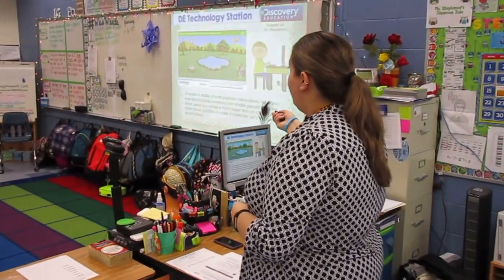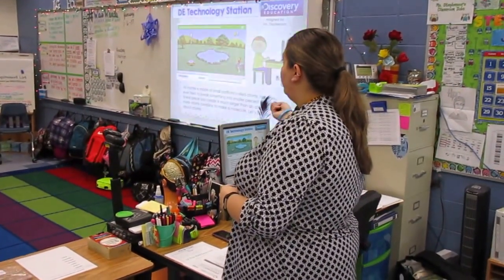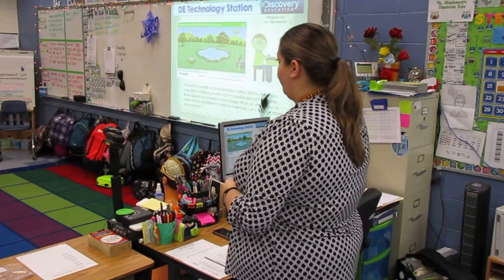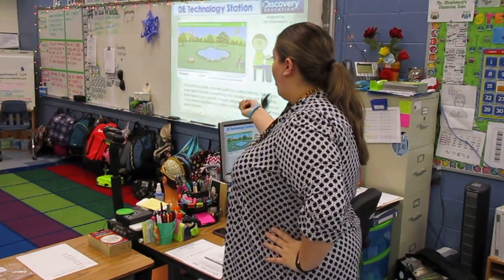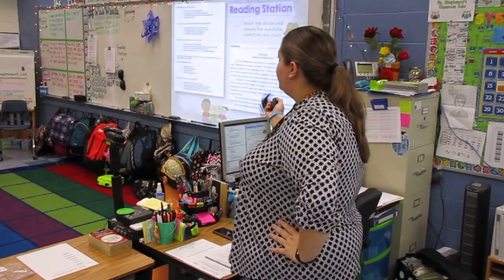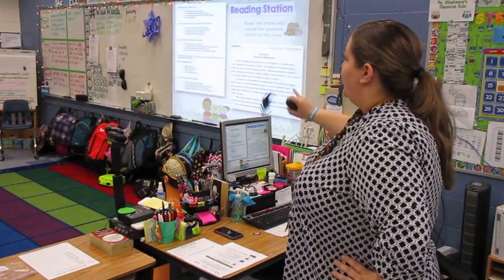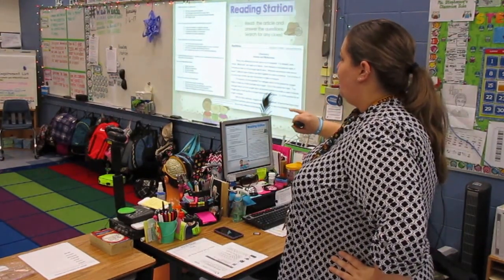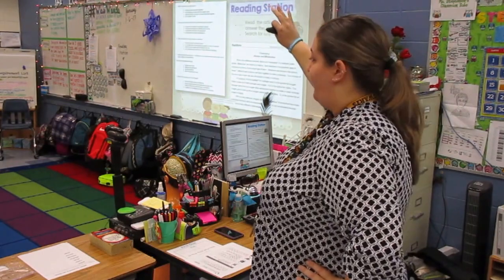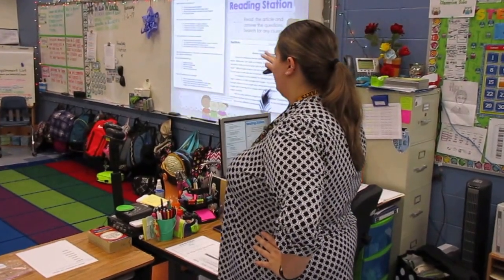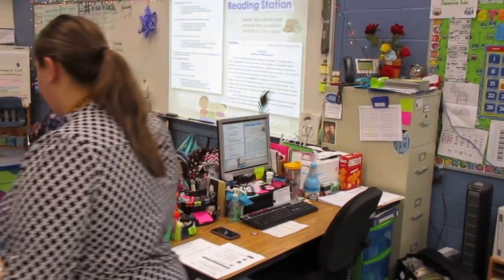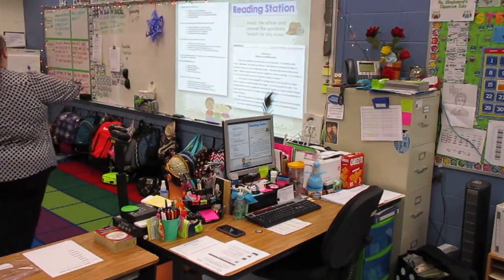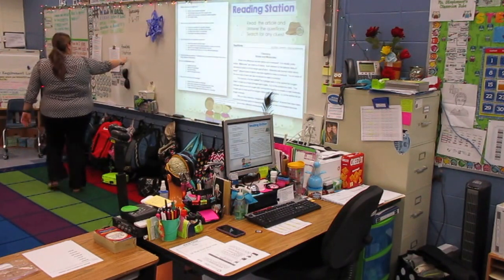So this one is a very similar illustration and animation we've done before. And it's talking about all matter is made of particles. This one is our reading station. This one has a few things you need to read to gather your information, and you've got 5 questions. One station is up here on the board, and I've labeled it.